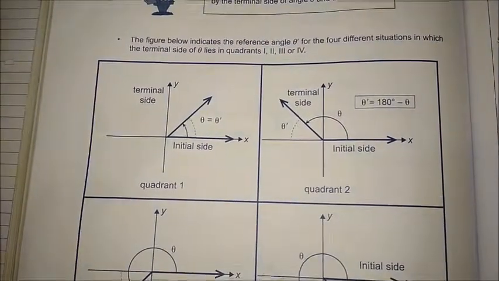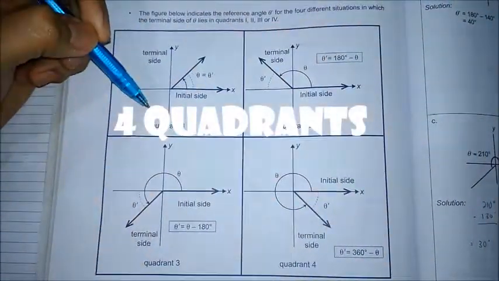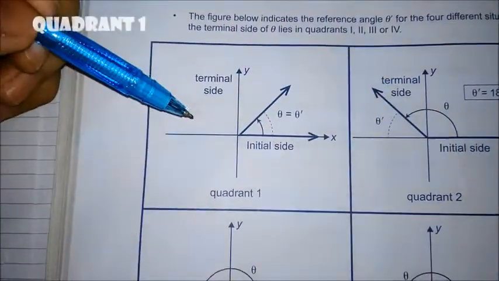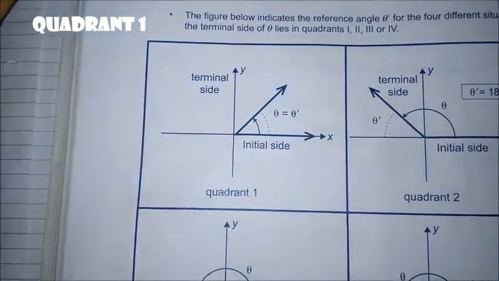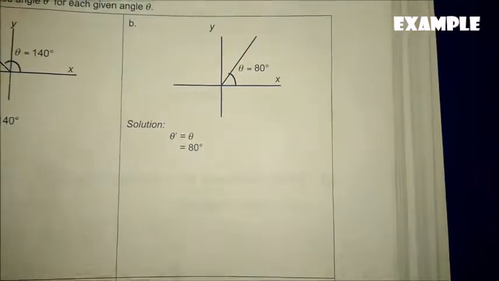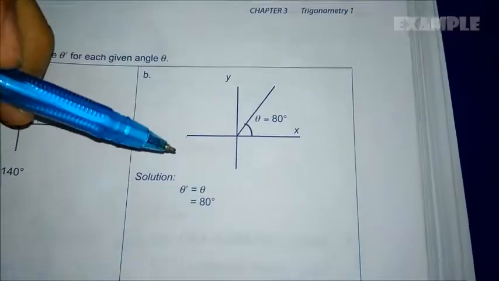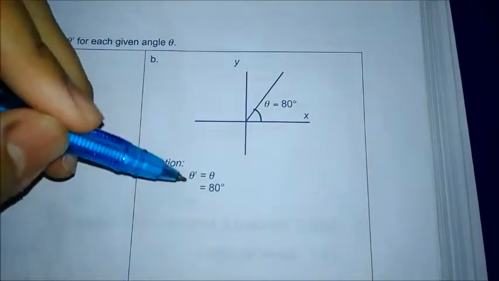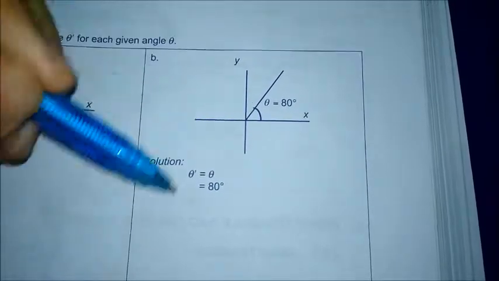Moving forward to the quadrants. Reference angle consists of 4 quadrants, which is quadrant 1, quadrant 2, quadrant 3, and quadrant 4. The reference angle for quadrant 1 is already below 90 degrees, so therefore there is no calculation needed for this quadrant 1. For the quadrant 1 example question we have here, it is given 80 degrees, so it's already below 90 degrees, so therefore the reference angle for the question will be 80 degrees.